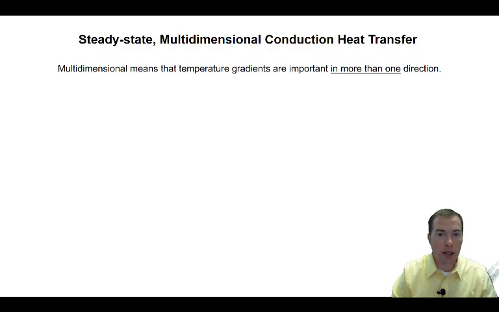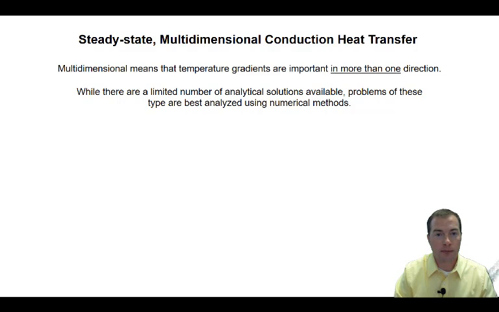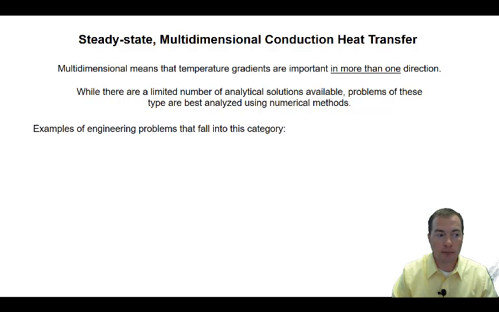While there was heat transfer in a second direction, temperature gradients could be safely neglected in this direction due to the condition that the Biot number is less than 0.1 for heat transfer in that direction. While there are a limited number of analytical solutions available for multidimensional conduction heat transfer problems, problems of these types are best analyzed using numerical approaches. Let's look at a few examples of problems that fall into this category.